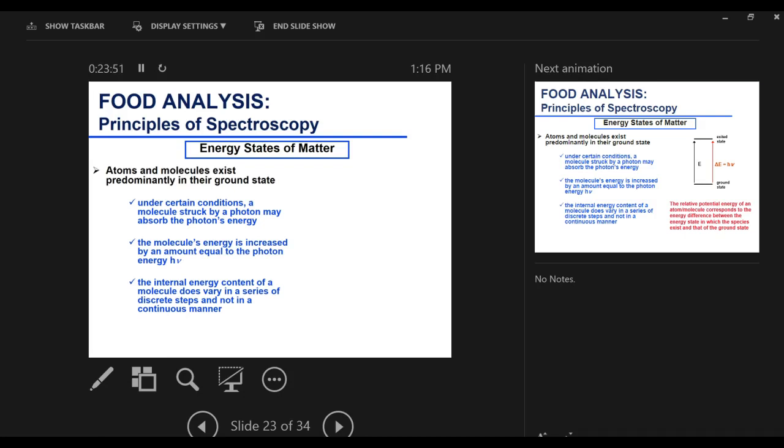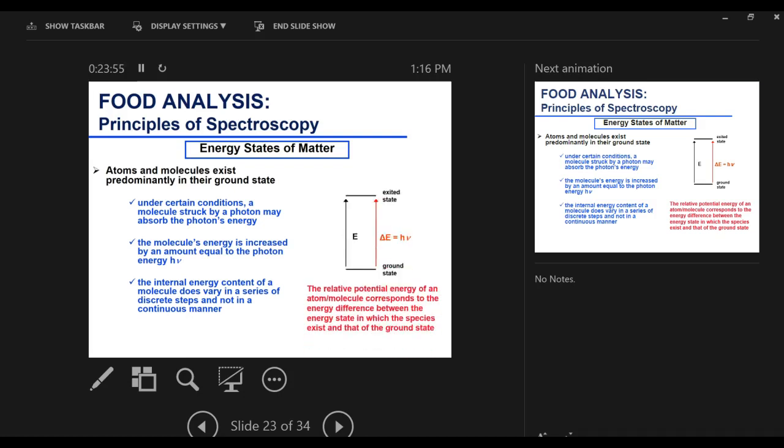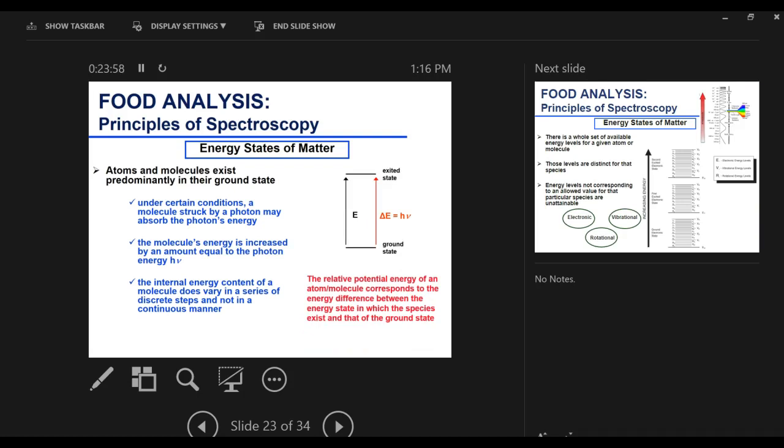So when the molecule is struck by a photon, it may absorb the energy. Not every time it will absorb. Like when we talked about the spectra from the HPLC last time, there were wavelengths at which you don't see any absorption, right? And there are other wavelengths where you see an absorption. So different molecules, different atoms absorb at different wavelengths. So there are allowable energies that the atom or the molecule can absorb, okay? That's why we see absorption at certain wavelengths, and at other wavelengths we don't see absorption.